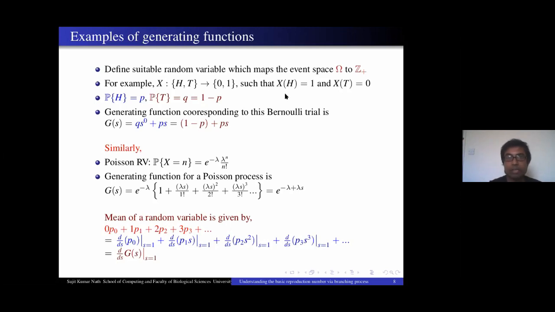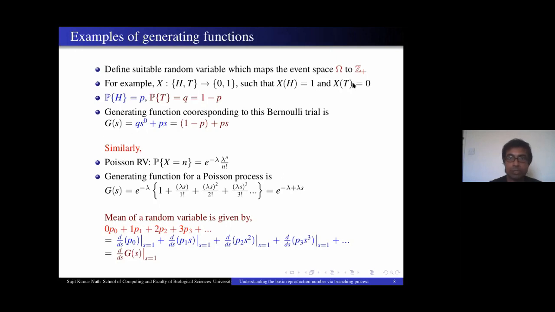So we can map, in our choice, head to 1 and tail to 0. Here one thing we have to understand is that we have to map the probability space to non-negative integral values. So always the range of this mapping has to be 0, 1, 2, 3, 4, etc. It must be non-negative integral values. For example, suppose the probability of head is p and the probability of tail is q, which is 1 minus p. Then the generating function corresponding to this Bernoulli trial is this.